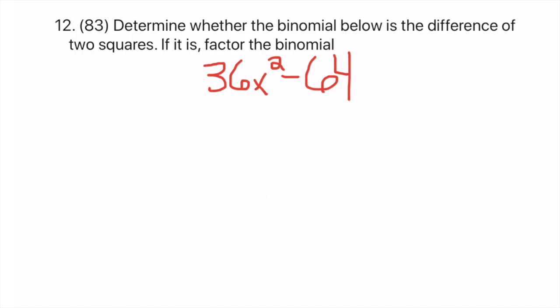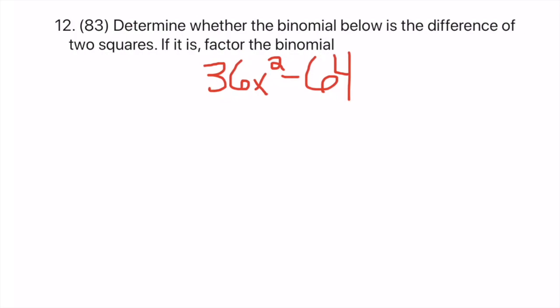Number 12 from lesson 83. Determine whether the binomial below is a difference of 2 squares. If it is, factor the binomial. So first off, it does look like it is the difference of 2 squares, but I also can see that I can factor out some numbers here.